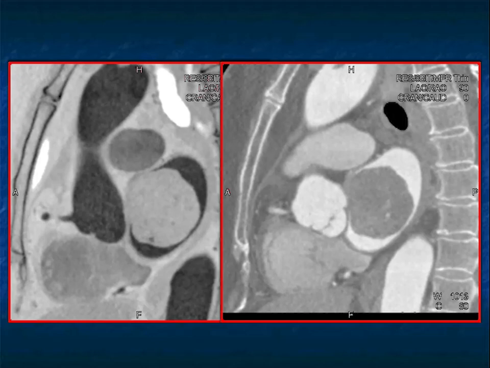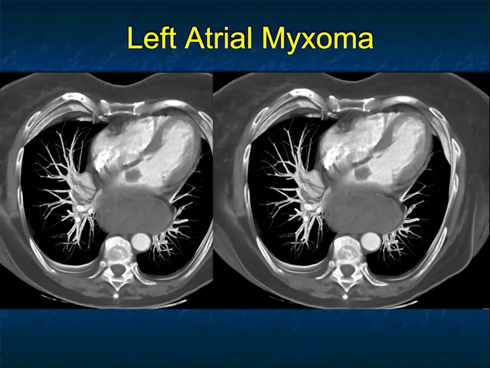I do like the image on your left, which is when I reverse the 3D to make black blood, basically, and you can see the lesion very nicely. You can see how large it is.